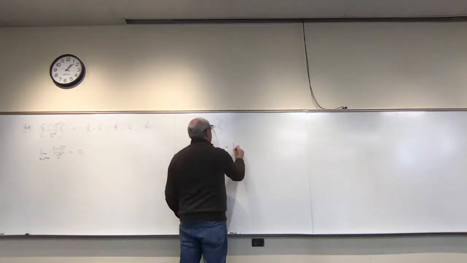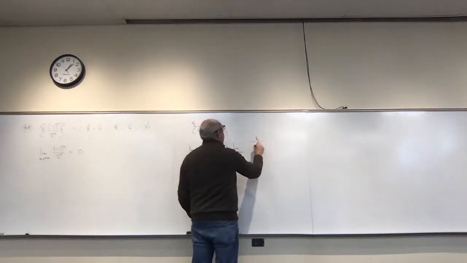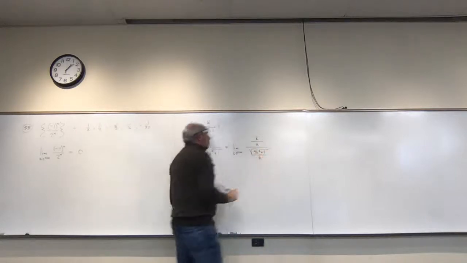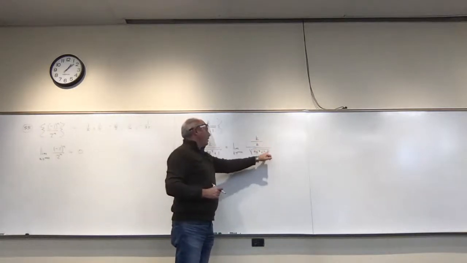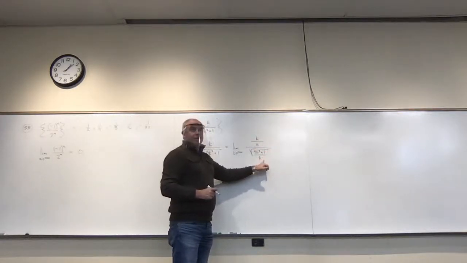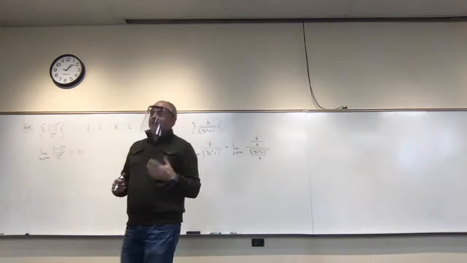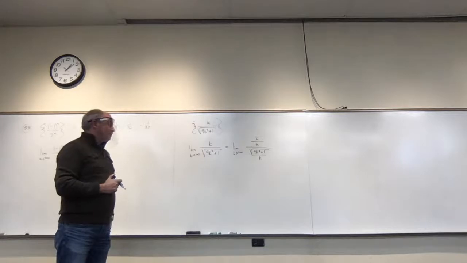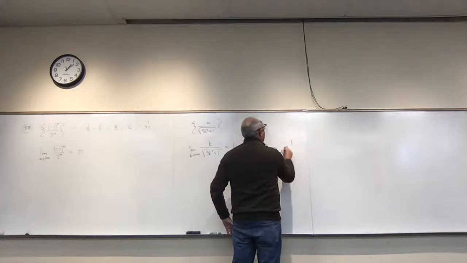So I could say this is the limit as k goes to infinity of, if I divide the top by k, and really when I say divide the top and the bottom by k, what am I really doing? I'm multiplying the top by 1 over k, and I'm multiplying the bottom by 1 over k. So I'm multiplying by 1 over k over 1 over k, which is otherwise known as 1. So really I haven't changed anything. But now the top becomes 1.